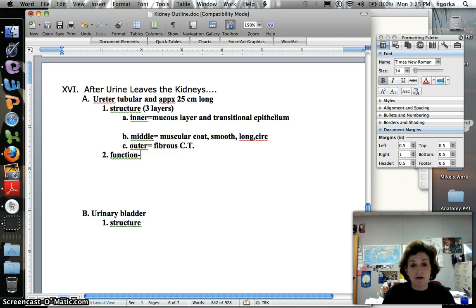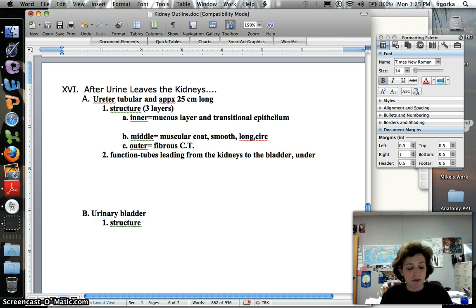So the function of the ureters is that they are the tubes leading from the kidneys to the bladder. And their job is that they will undergo peristaltic waves, kind of similar to what we see in the esophagus, pushing food down. The peristaltic waves are going to move the urine that's been produced in the kidneys down to the bladder.